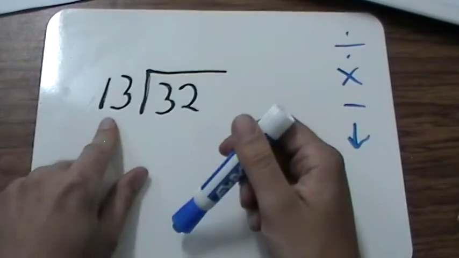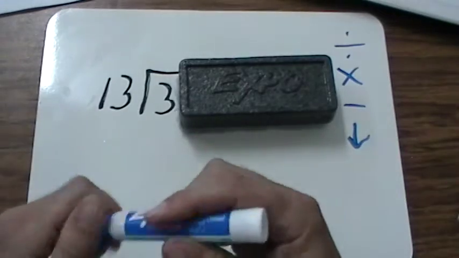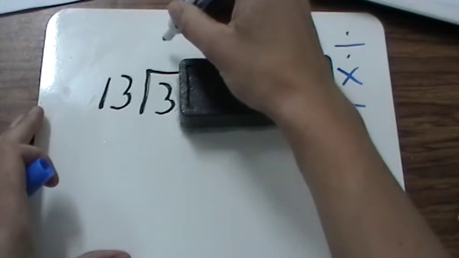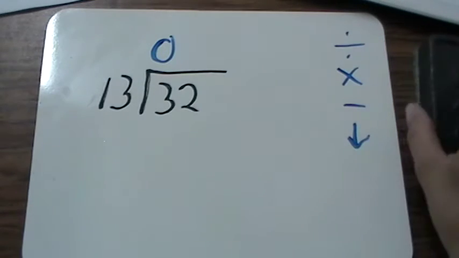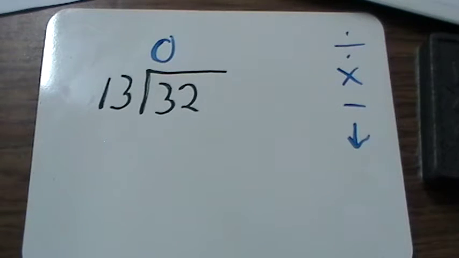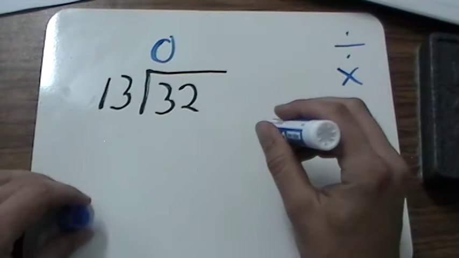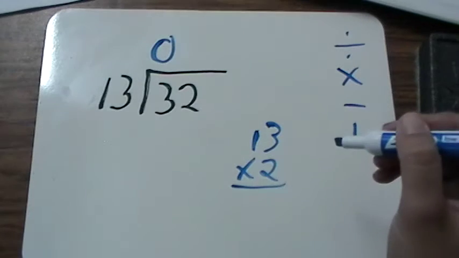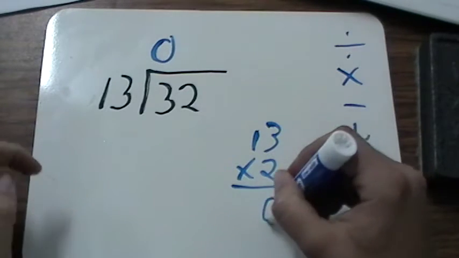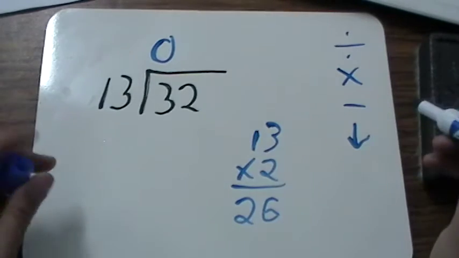So now I ask myself, can 13 fit inside of 3? No, cover it up. Can 13 fit inside of 32? Yes, it can. How many times? I might have to do a little two-step multiplication on the side. 13 times, let's try it by 2. Say with me, 3 times 2 is 6. 2 times 1 is 2, 26. Does that fit? Yep. Ooh, okay, good.